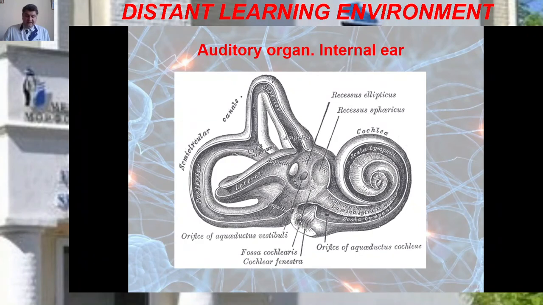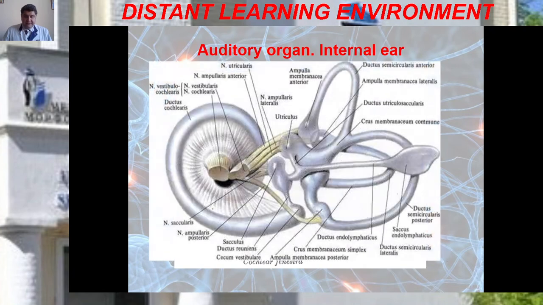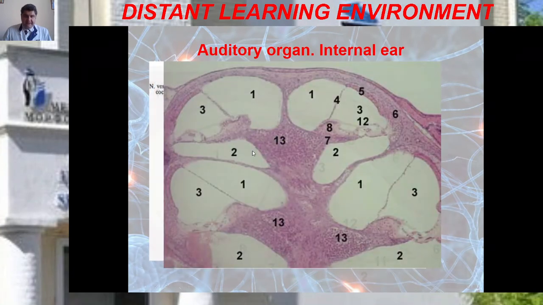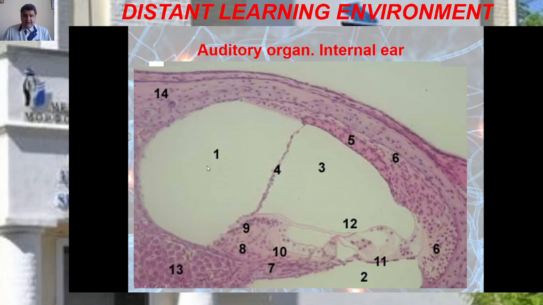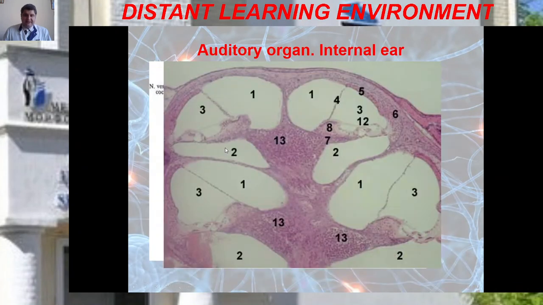This lamina, together with the cochlear duct, divides the cavity of the cochlea into two sections: the scala vestibuli, which communicates with the vestibule, and the scala tympani, which opens into the tympanic cavity through the fenestra cochleae. So you can see a part of scala vestibuli, number 1, and scala tympani, number 2. And also you may see this section, part of the modiolus.